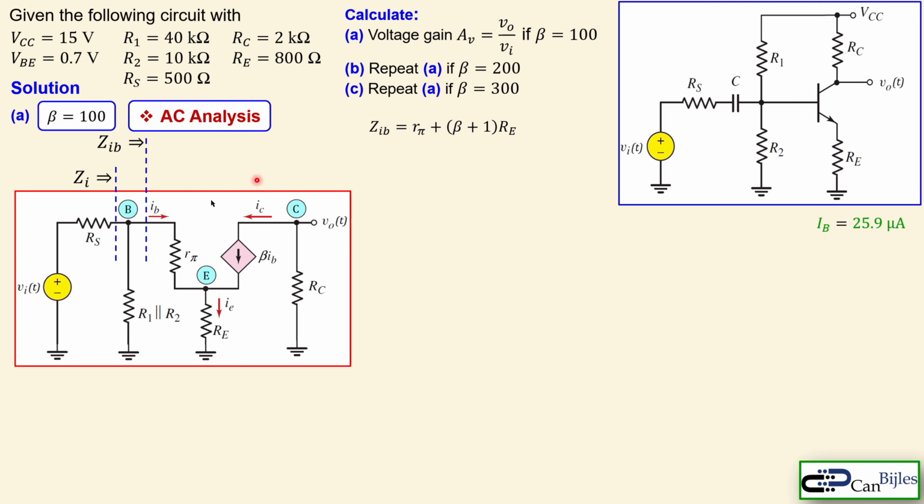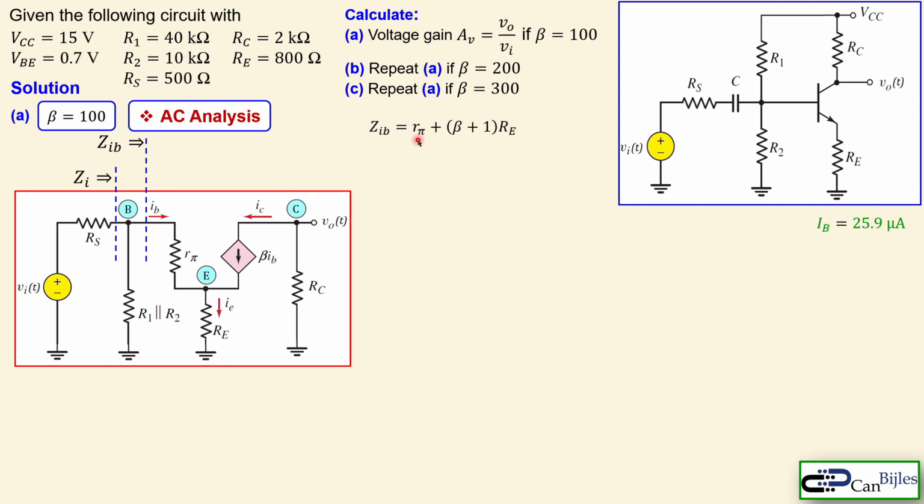is equal to R pi plus this resistor multiplied by beta plus 1. Why? Because the current going in here is IB, but the current going in here is not IB, it is IE, which is the emitter current, but that is beta plus 1 times larger. So you see the resistor here, R pi, but this is then seen beta plus 1 times larger. That's why we have it there.